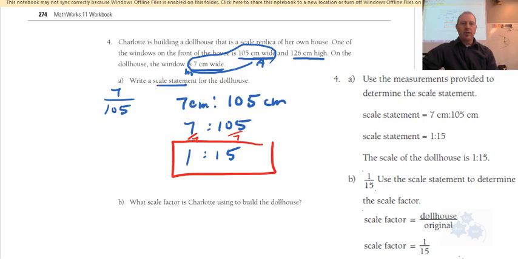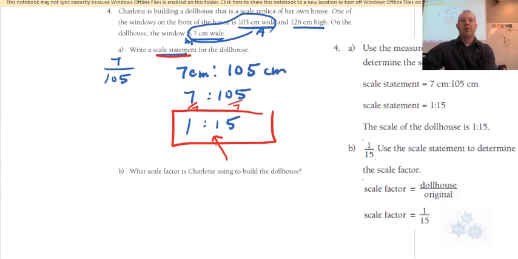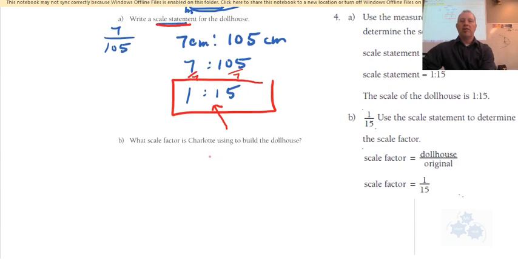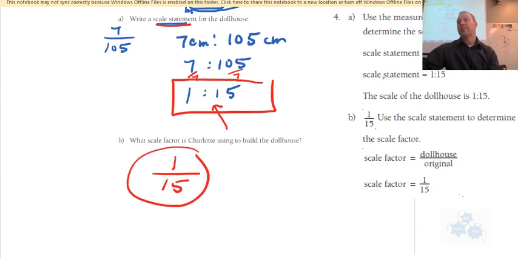And a lot of you, for this particular assignment here, didn't know the difference between scale factor and scale statement. Okay? So the scale factor technically is a number. I'm going to let you write the scale factor like this if you want, but the scale statement has to be written like this. So scale factor, again, it's 1 to 15. It should be a number where the model measurement is on top. So that's the scale factor right there. Easy, right?